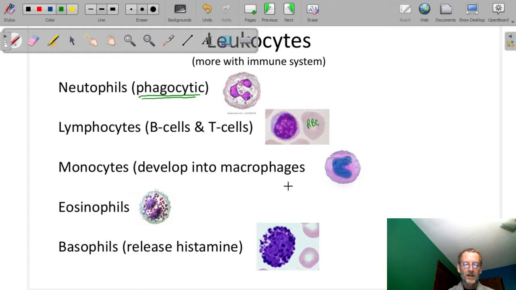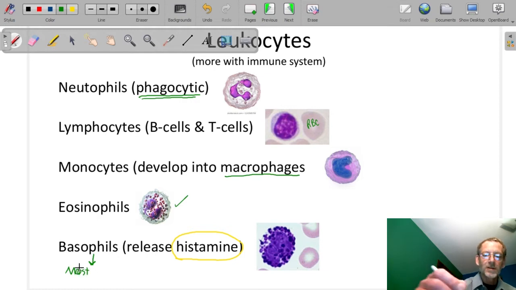Monocytes will develop into macrophages. Again, we'll talk about this later. These cell types, macrophages, also phagocytose bacteria, etc. And then we have eosinophils, which we won't say too much about, and basophils. The thing to remember about basophils is that they release histamine. And basophils, as we'll look at later when we get to the immune system, can develop into mast cells. Very similar. One's floating in the blood, one's out in the tissue.